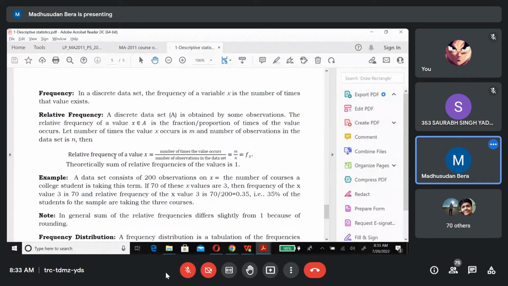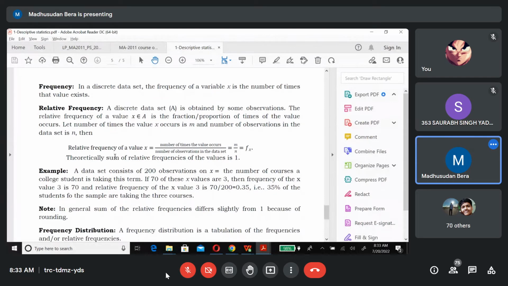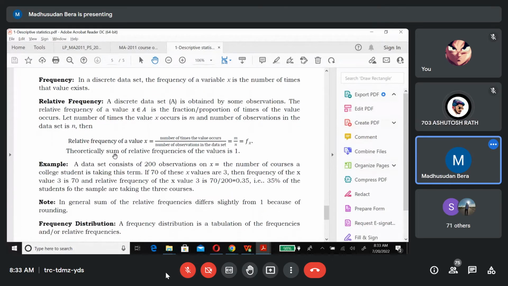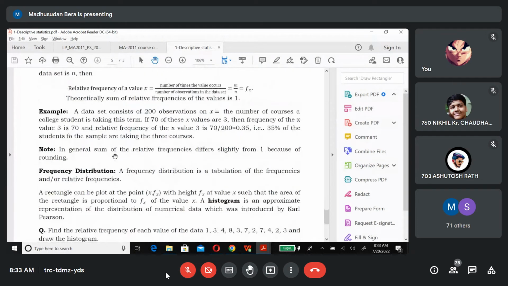Okay. So frequency, relative frequency concept is okay? Okay? Yes. Okay, sir. Okay.